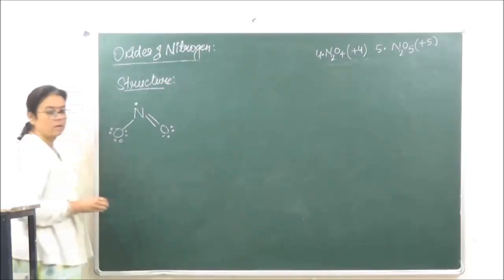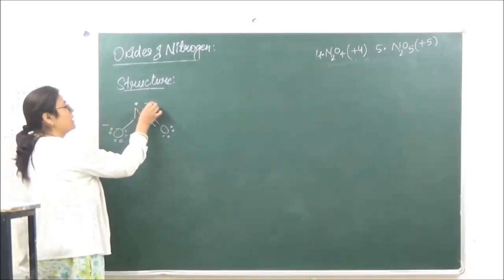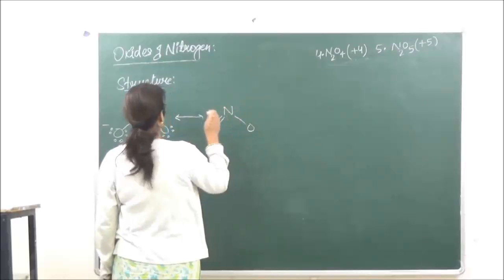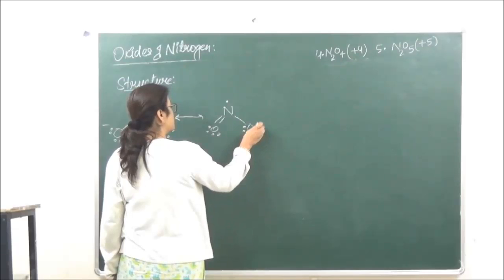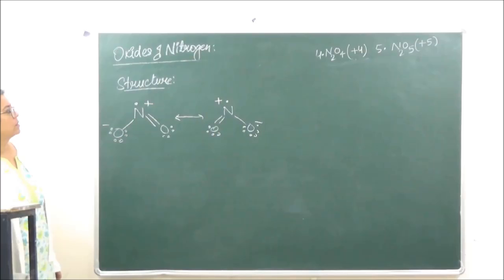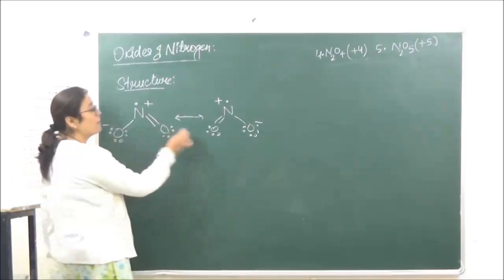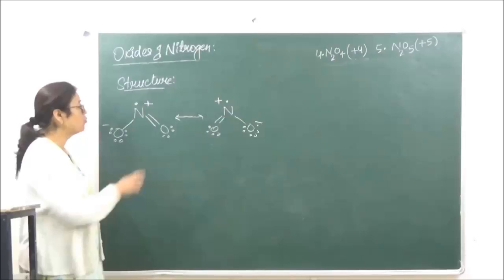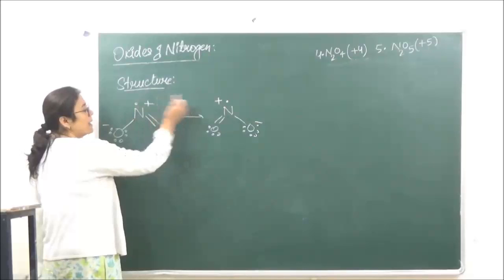Nitrogen. Similarly, iska jo resonating structure rahega, that is going to be N. Negative charge on this and positive charge on this. Okay. Now, when it is going to form a dimer, why does it form a dimer first of all? Because of the single electron which is present on this nitrogen, the structure is quite unstable and it has the tendency or ability to form bond with another molecule of nitrogen dioxide to form a pair between these two. Right? So, sharing of these two is going to take place.